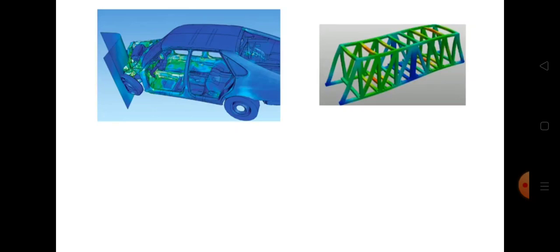Here in this image there is a bridge. The bridge should hold a particular weight, as there are a lot of vehicles which may pass over it, and a lot of people may use the bridge, so it should hold the people's weight. So the FEA analysis software could help you understand the basic concepts of FEA.